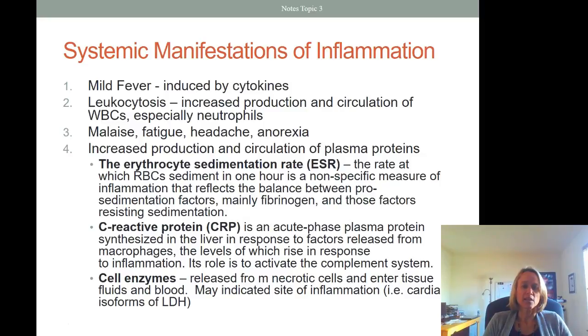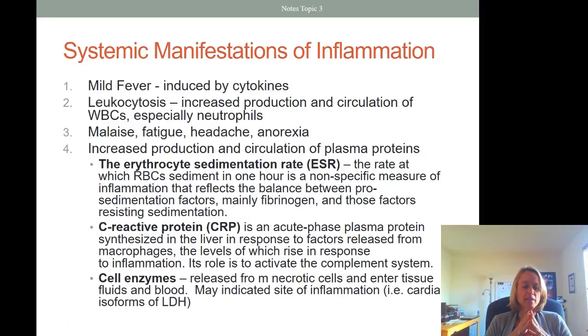And then we also see increased production and circulation of plasma proteins. Some of the signs of this is that we can see an increase in the erythrocyte sedimentation rate. And that is the rate at which the red blood cells sediment in an hour. And this is just a non-specific measure of inflammation. C-reactive protein is another measure of non-specific inflammation. So when that increases, we see that. And that is an acute phase plasma protein that's synthesized in the liver in response to cytokines.